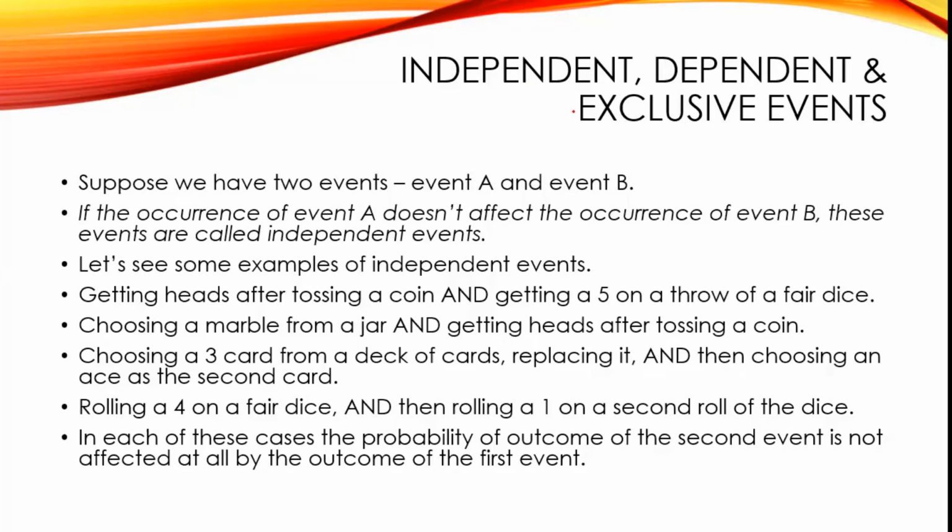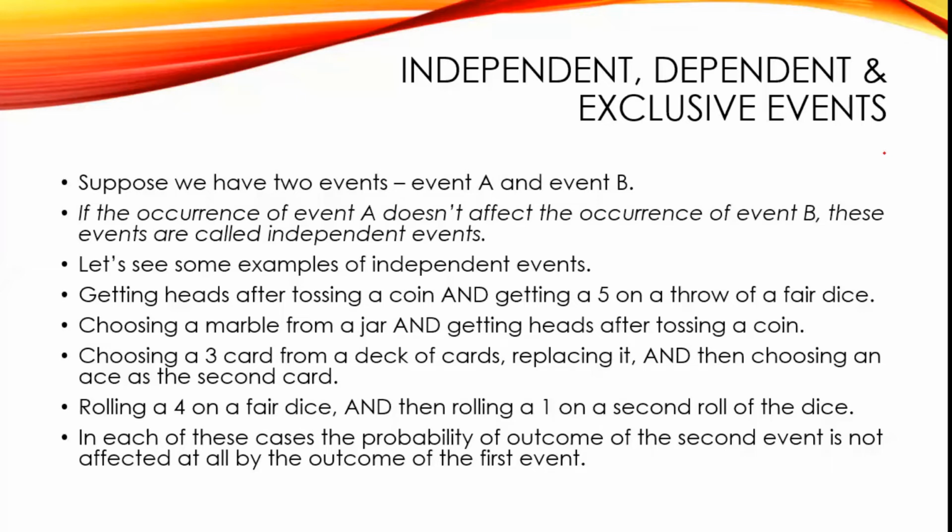Let's start the topic. Suppose we have two events, event A and event B. If the occurrence of event A doesn't affect the occurrence of event B, these events are called independent events. You have already seen occurrence here. So if event A doesn't affect the occurrence of event B, both of them are separate.